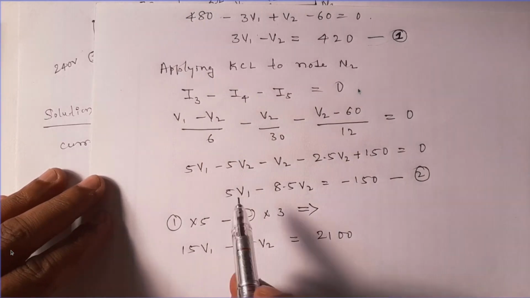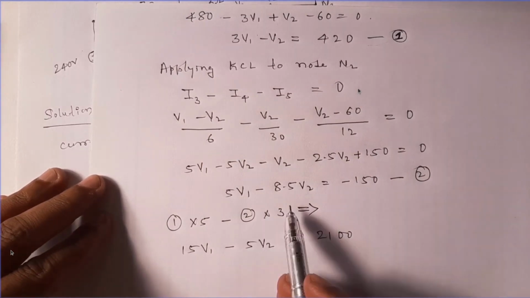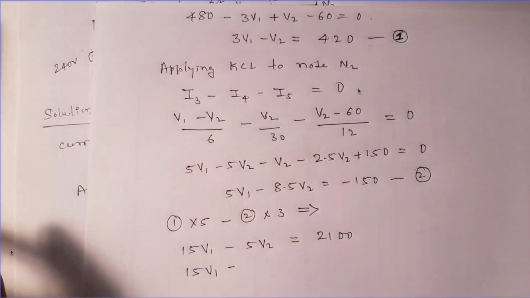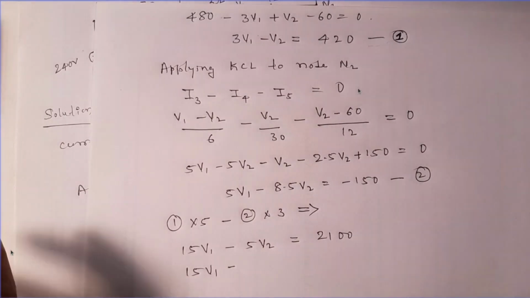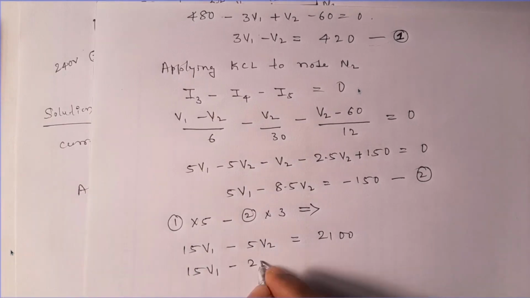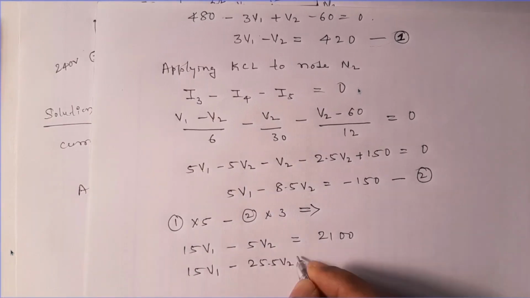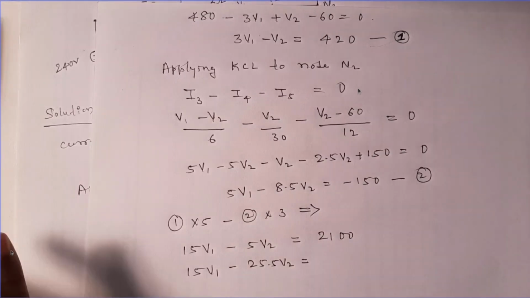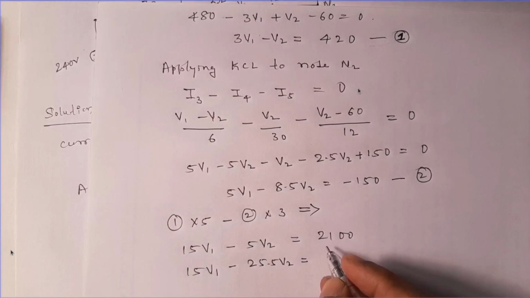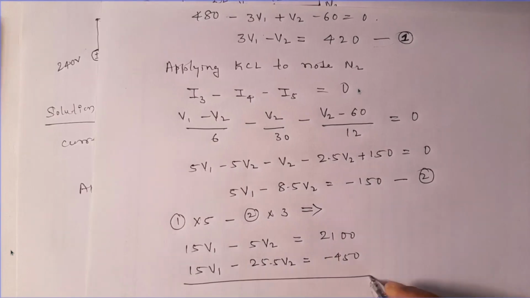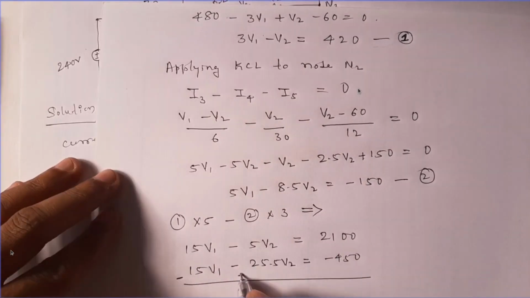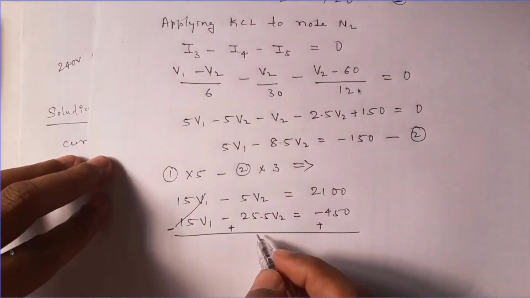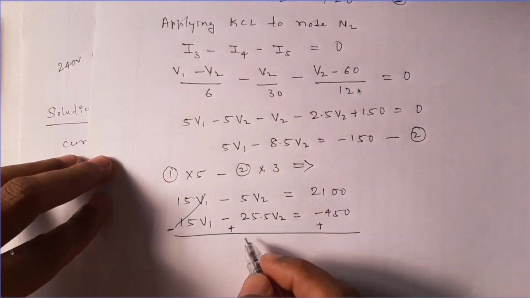Equation 2 multiplied by 3 gives 15V1 minus 8.5 into 3, which is 25.5 V2, equal to minus 150 into 3, which is minus 450. Now, dear students, I should subtract. This is minus, this is plus, this is plus. The V1 terms will get cancelled now, because we are subtracting.